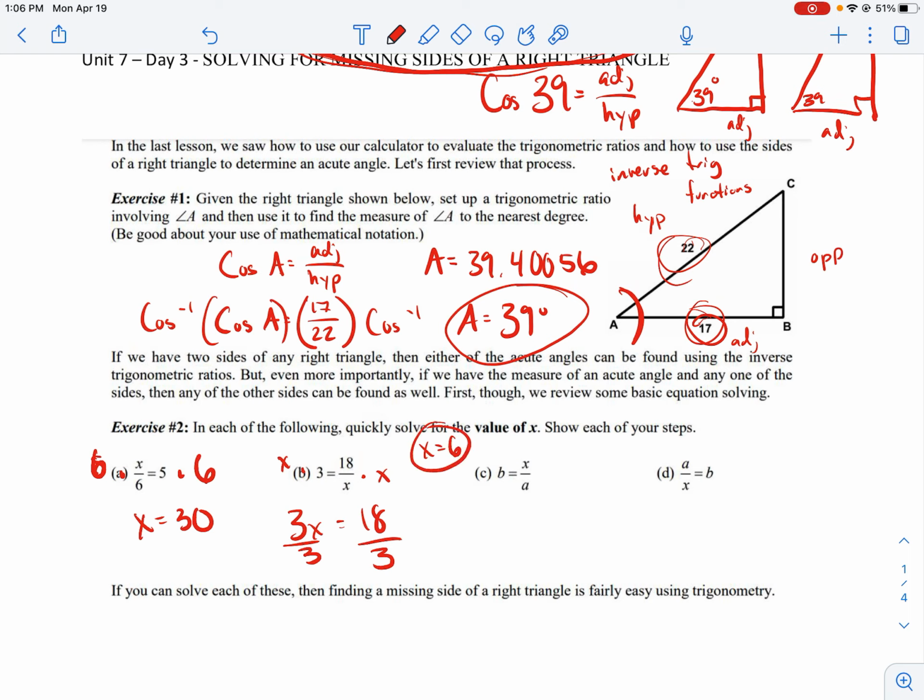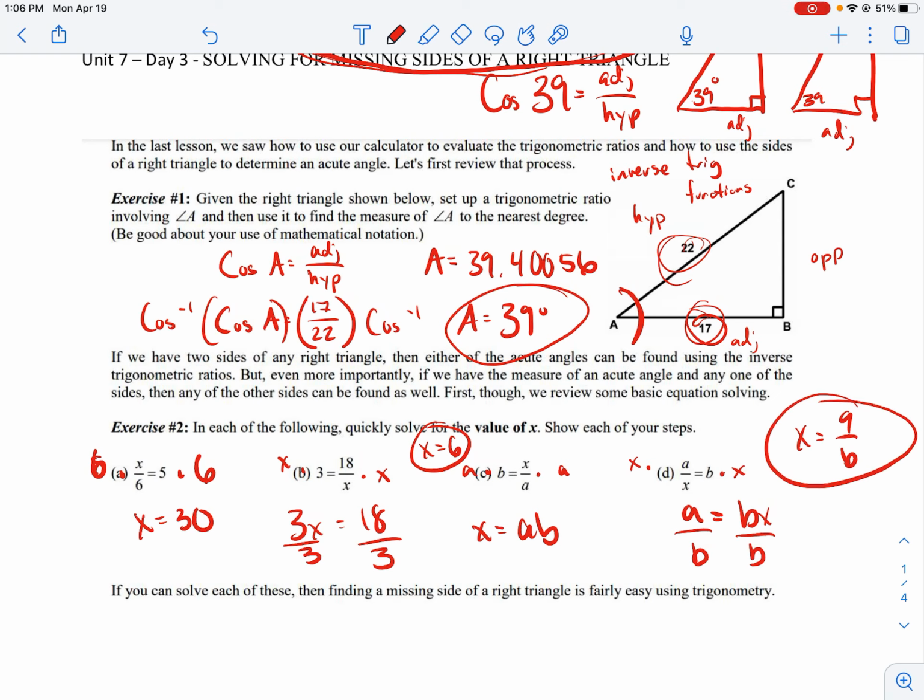And then x is equal to 6. So same thing here. Multiply by a, x is equal to ab. And over here, multiply by x, ax, whoops, a is equal to bx. Then divide by b, and x is equal to a over b.